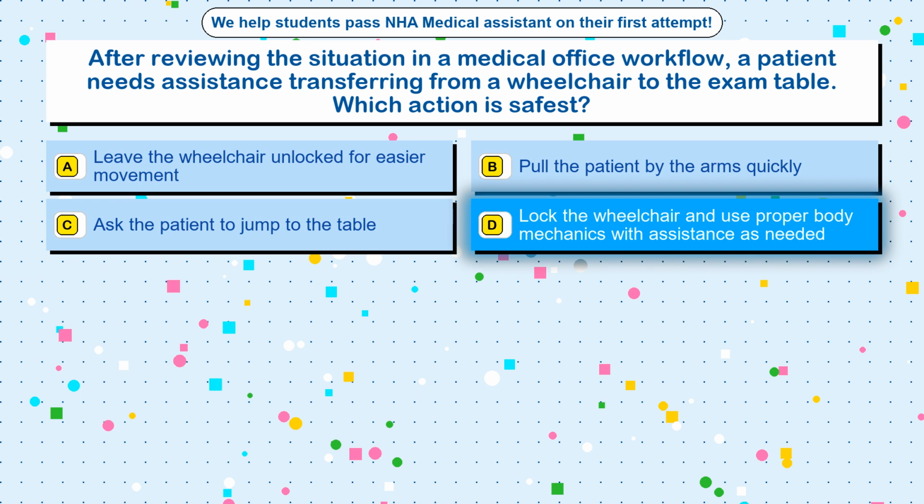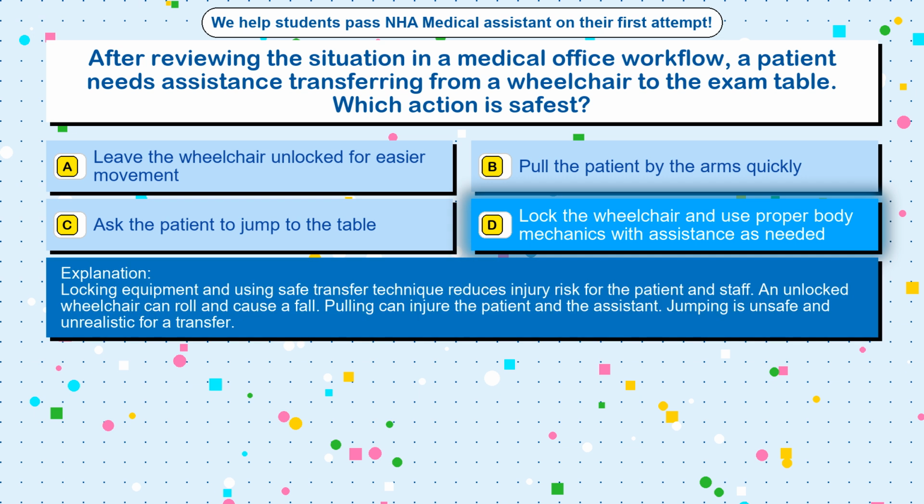Lock the wheelchair and use proper body mechanics with assistance as needed. Locking equipment and using safe transfer technique reduces injury risk for the patient and staff. An unlocked wheelchair can roll and cause a fall. Pulling can injure the patient and the assistant. Jumping is unsafe and unrealistic for a transfer.